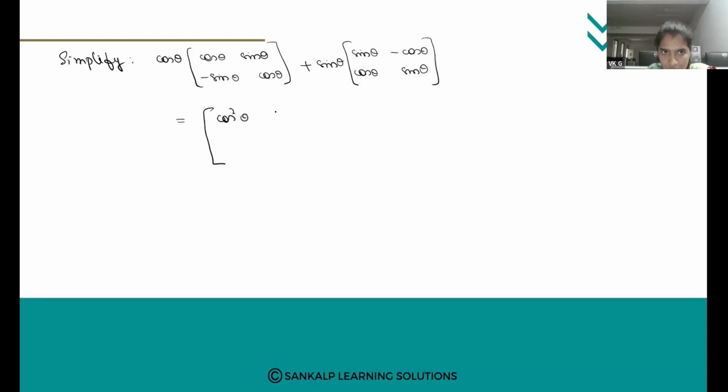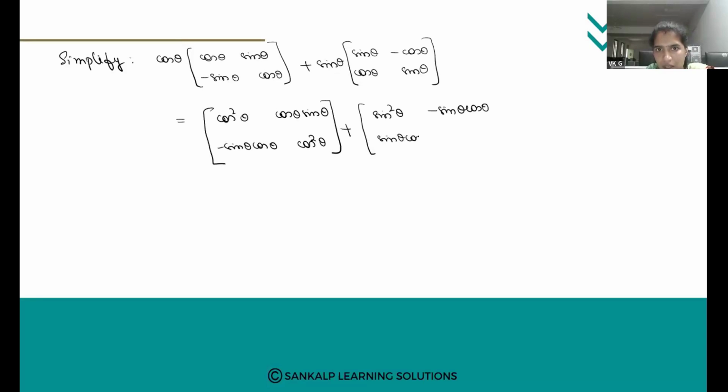Cos square theta, cos theta sin theta, minus sin theta cos theta, cos square theta, plus multiply every entry of the second matrix by sin theta: sin square theta, minus sin theta cos theta, sin theta cos theta, sin square theta. Add them.